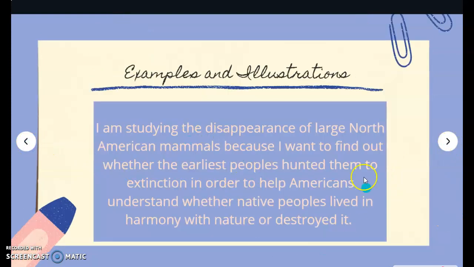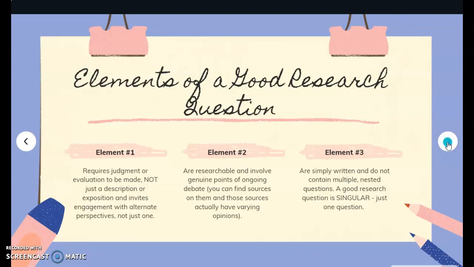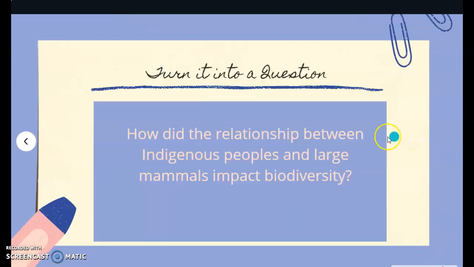So if we go back to this North American mammals project, your research question might be, how did the relationship between indigenous peoples and large mammals impact biodiversity? That might be where you start. So we've got this so what piece, right? The indigenous peoples, did they hunt them to extinction? We have this issue with mammals, and we have this biodiversity thing. Like, was extinction caused by that relationship? And that's a great question for you to start with and to be sort of the fundamental basis for your paper. Hopefully this was helpful for you.